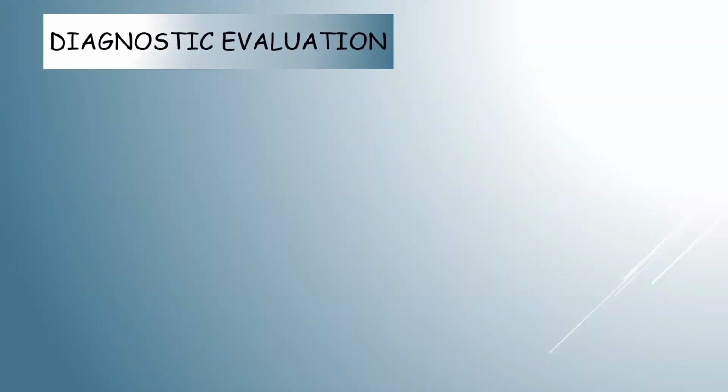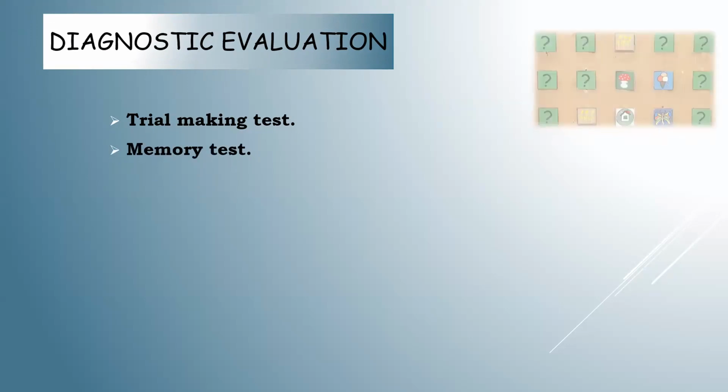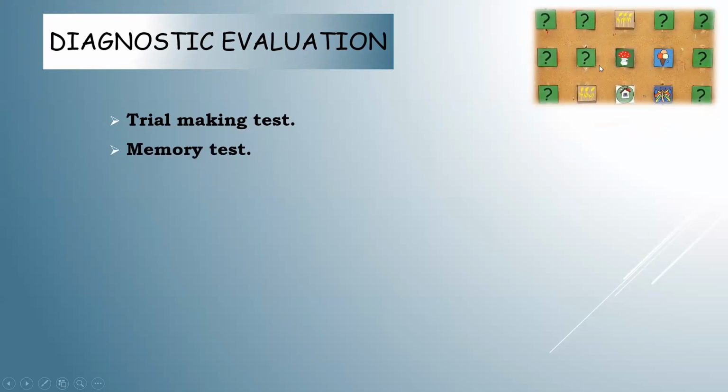Moving on to the diagnostic evaluation, we have the trail making test, which measures psychomotor speed. When we have uremic encephalopathy, it may result in the worst performance of the patient. Next, we have memory tests. Memory tests, like we've usually seen, like we've played all these games, I guess.